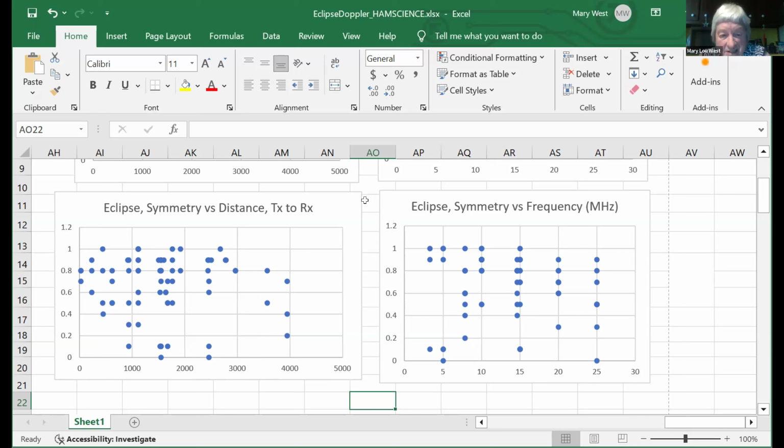Anybody have an interpretation of that left-hand one? Symmetry versus distance transfer to RX. So one is the most symmetric and zero is the least symmetric? Correct.